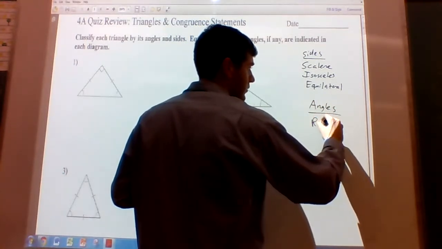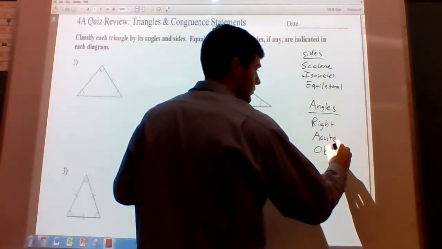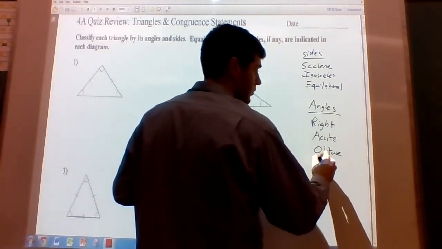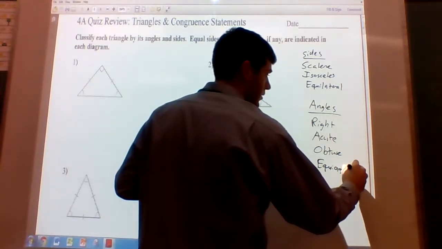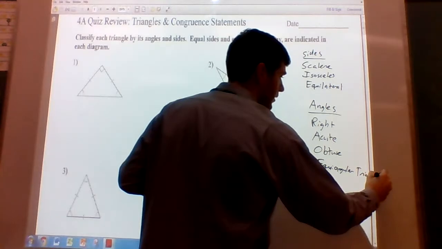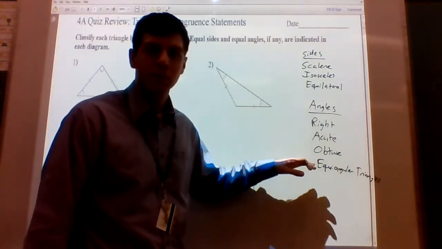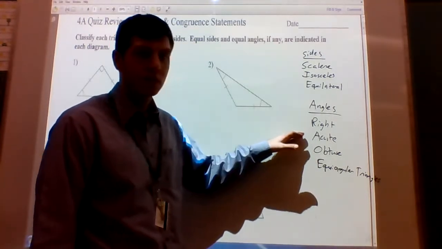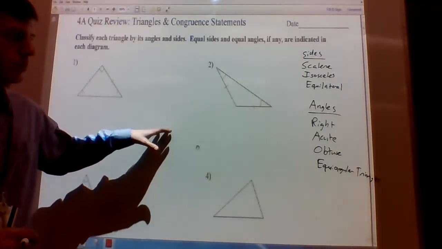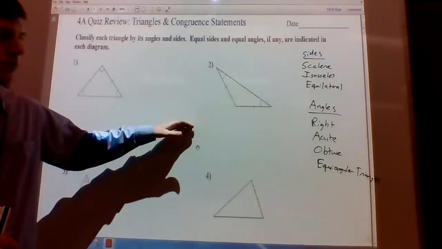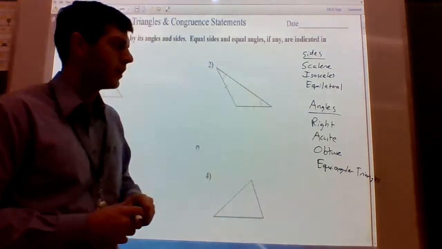So we can have right triangles, acute triangles, obtuse triangles, and equiangular triangles. Equiangular triangles are triangles where all the angles are the same, so those angle measures are going to be 60, 60, and 60. That means they're also going to be acute triangles, because acute triangles are triangles whose each angle measure is less than 90. So all 3 angles are less than 90. Obtuse, you're going to have one that's more than 90. And then right, you're going to have one that is 90 degrees.